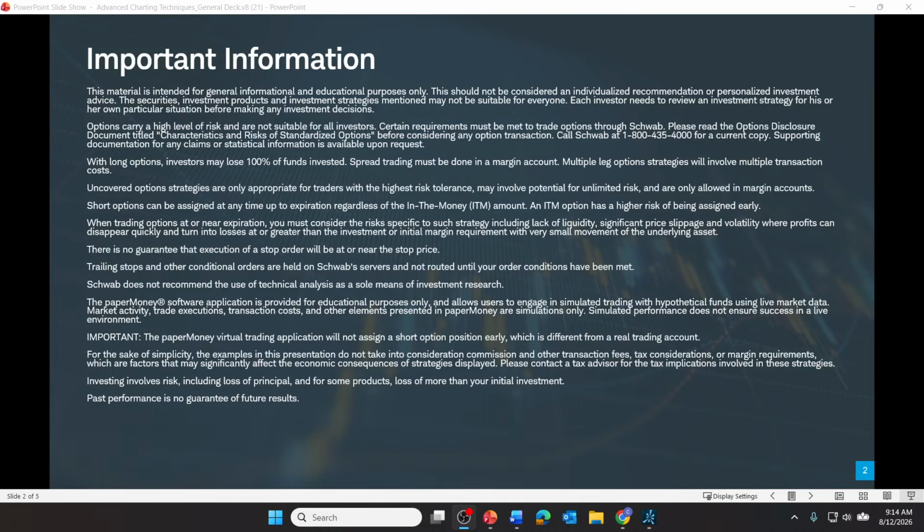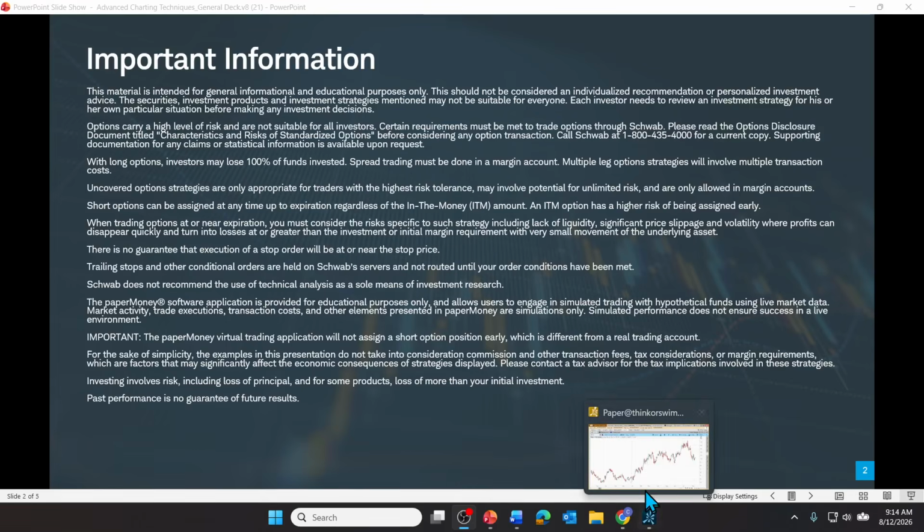Now, the very first thing that we need to do is consider the risks associated with trading. Just bear this important information in mind. This material is intended for general informational and educational purposes only. Schwab does not recommend the use of technical analysis as a sole means of investment research, and investing involves risks, including the loss of principal.